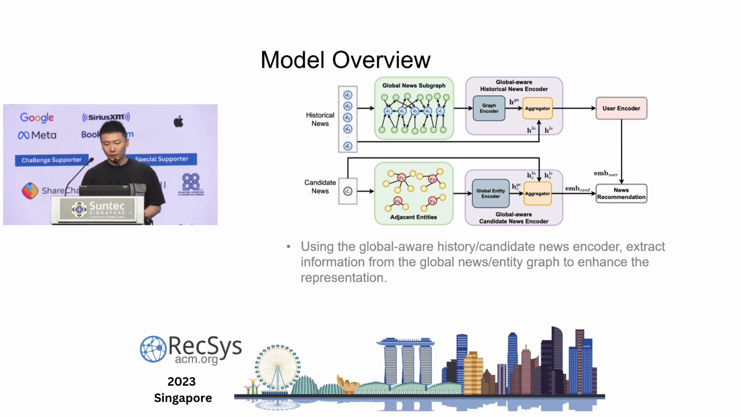At the same time, to discover more hidden connections, we also extract adjacent entities from the candidate news to enhance the candidate news representation, and in a similar way, use an aggregator to generate the final candidate news representation embedding.